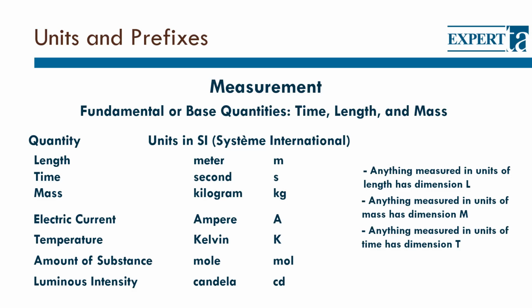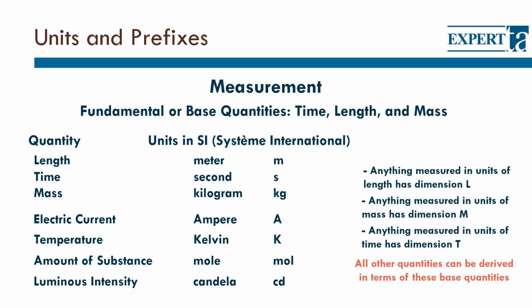So these are the fundamental quantities, and all other quantities can be derived in terms of these base quantities. For example, velocity is the distance traveled in a certain amount of time, so the units will be meters per second in the SI system. So these are called derived quantities, and as we go along, we will learn a lot of these derived quantities.